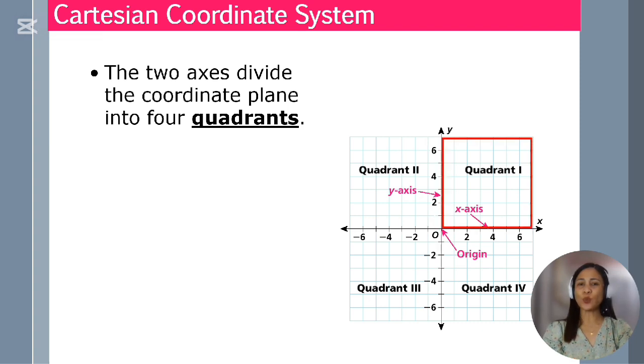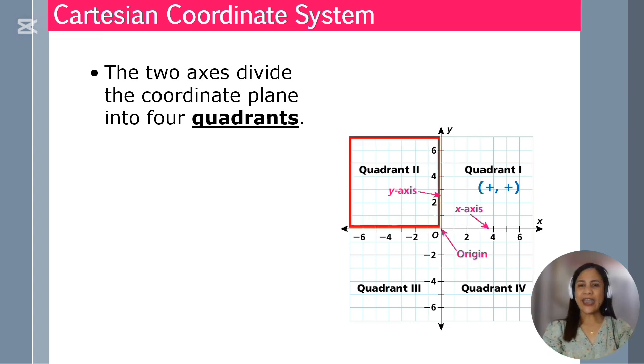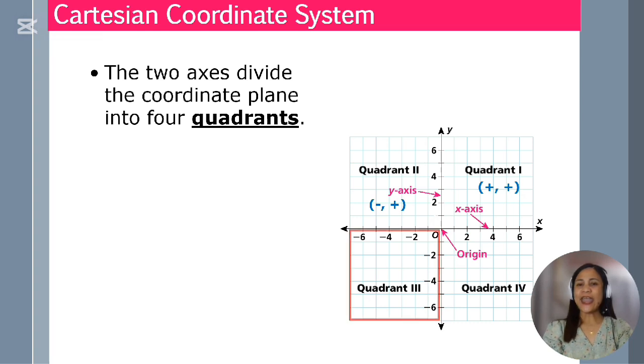So here is quadrant 1. Quadrant 1 consists of coordinates with positive signs. And quadrant 2. Quadrant 2 contains ordered pairs with a negative, positive sign. And this is quadrant 3. Quadrant 3 consists of negative coordinates. And this is quadrant 4, and it consists of ordered pairs with a positive, negative sign.